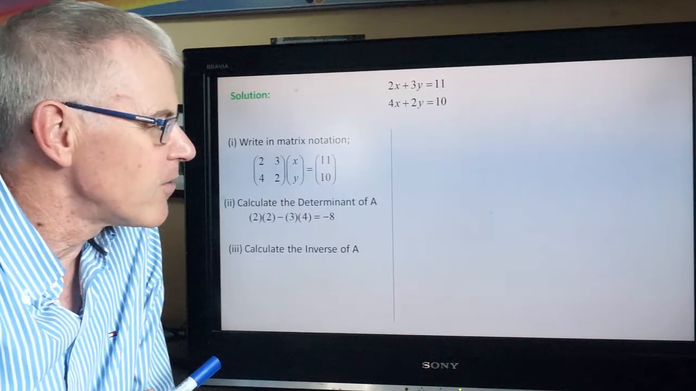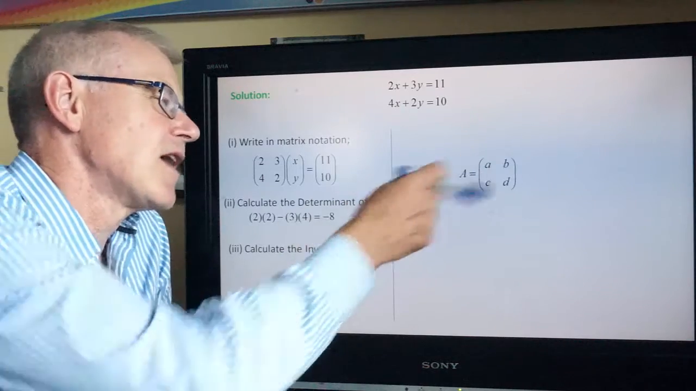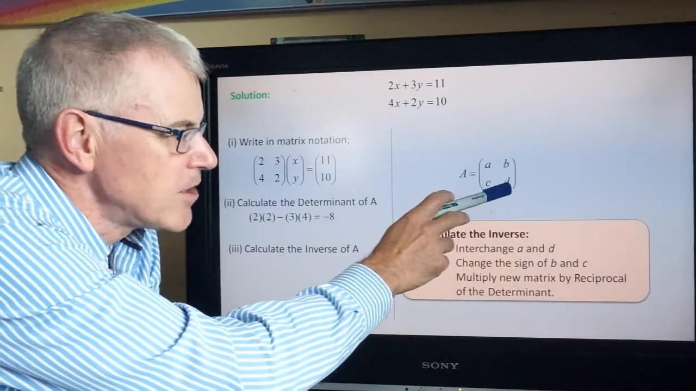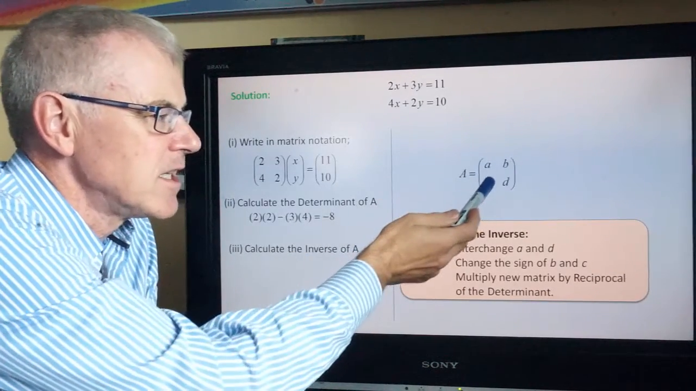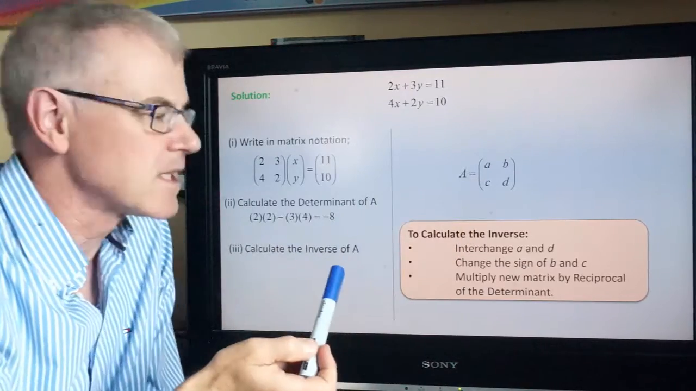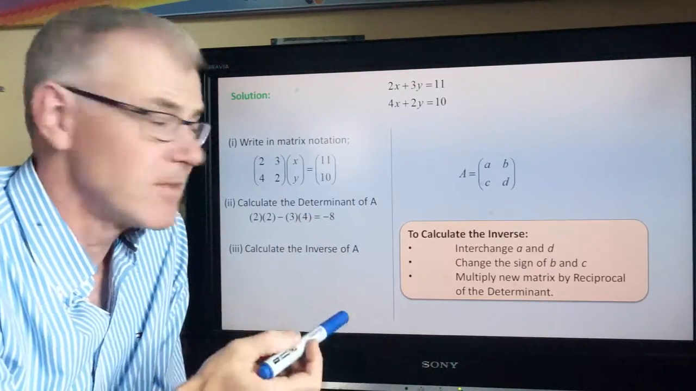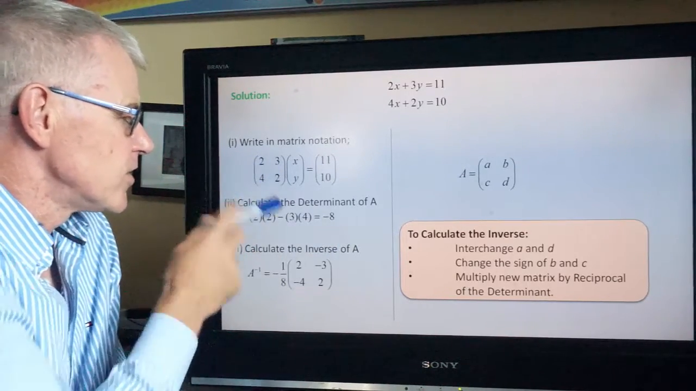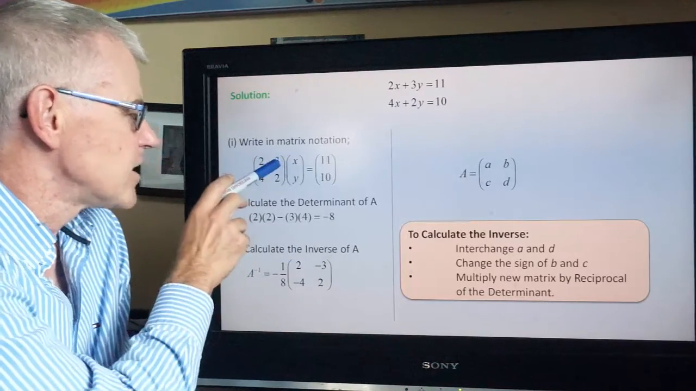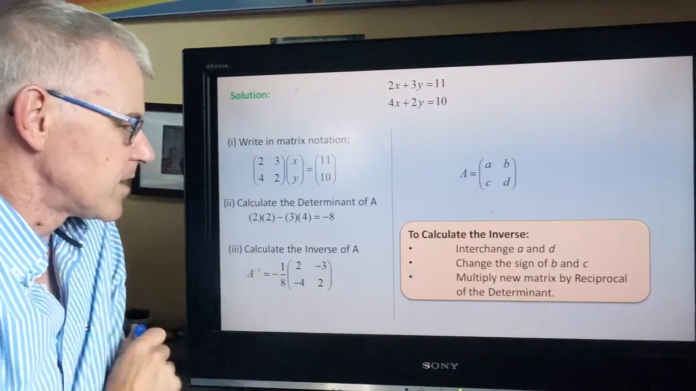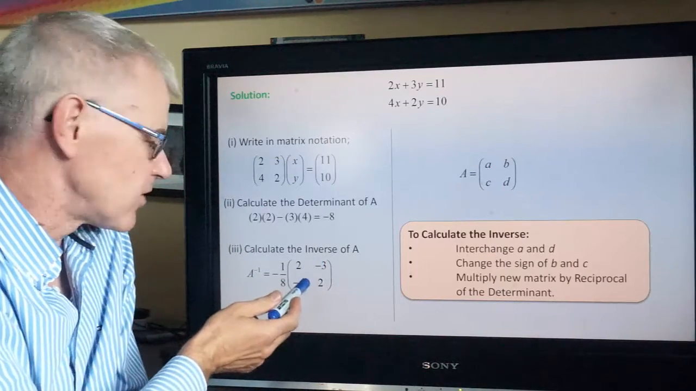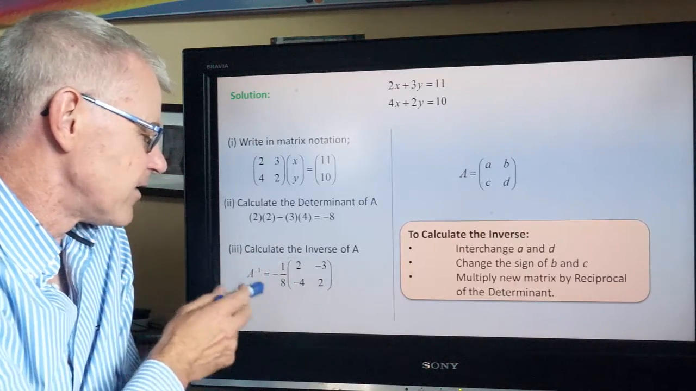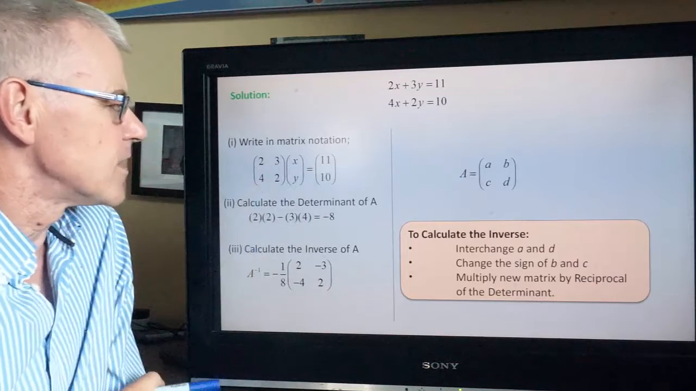So now that we have the determinant, we should be able to calculate the inverse of A. Now again, if you remember, if we have a matrix which has the elements a, b, c, d, the inverse can be found by interchanging a and d and changing the sign of b and c, and then multiplying the new matrix by the reciprocal of the determinant of A. So if we apply that logic here, we interchange the 2's, which just gives us the 2's back again, change the sign of the 3 and the 4, so we get minus 3 and minus 4, and multiply the resulting matrix by the inverse of the determinant. So now that we have the inverse, we can go and solve this equation.